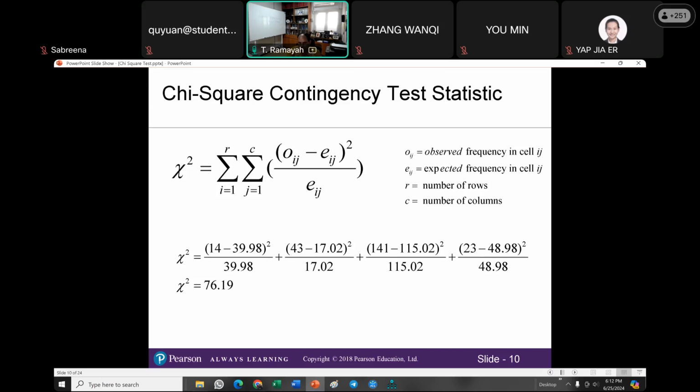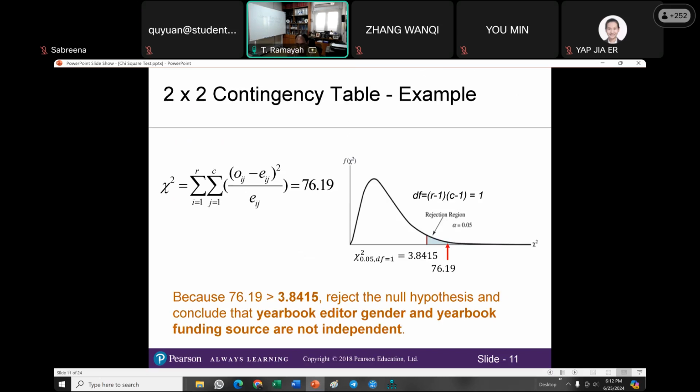In chi-square value, similar to your t-test and z-test, you also need to look at the distribution. The chi-square distribution will look like this. I've already shared with you the chi-square distribution table. You can look at it. This is the formula for calculating chi-square. We already get 76.19. So we need the chart, right?